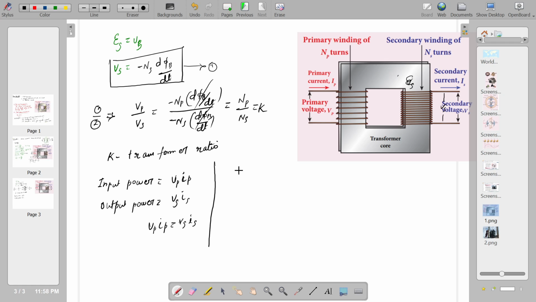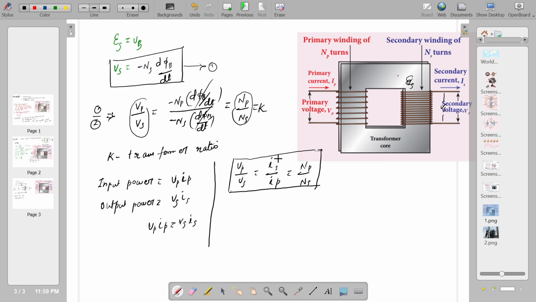Using this relation, if you rearrange Vp divided by Vs, then you will have Is divided by Ip. We know already that Vp divided by Vs is equal to Np by Ns, that is the transformer ratio. So you substitute Np by Ns. This relation will be useful when we are calculating the primary as well as the secondary voltage. This is the case for the ideal transformer.